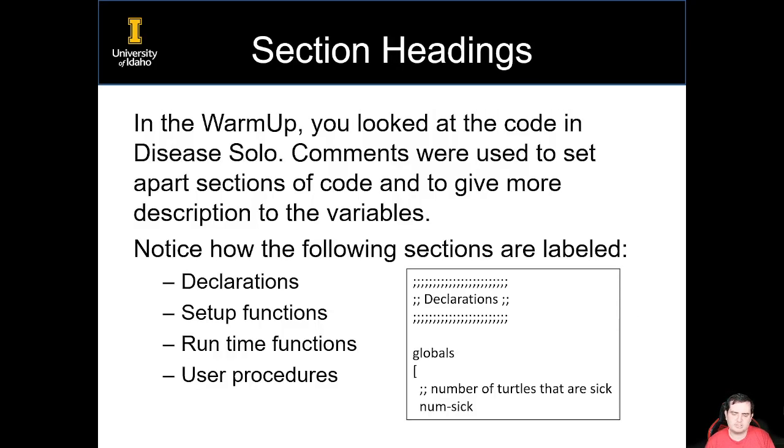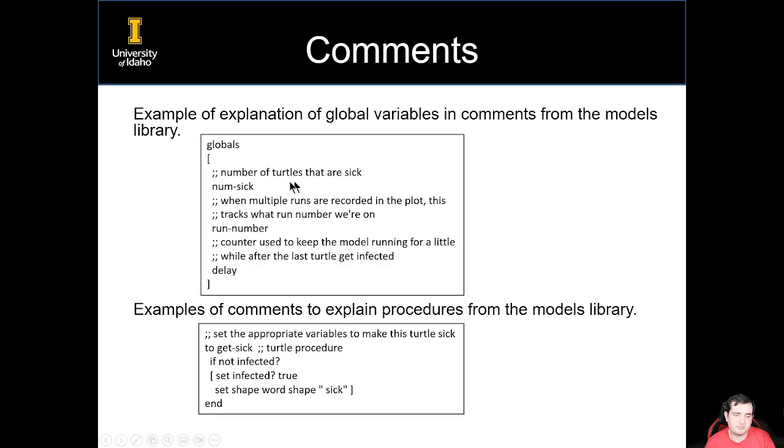So in this one, we see that their declarations, they did with a whole bunch of semicolons and said the declaration. Before the global variables, they defined what the global variable was beforehand. You can do it, and then further down, we did it for each procedure and kind of talked about which procedure, who was using the procedures. Like this is specifically a turtle procedure, so only turtles could use get sick.